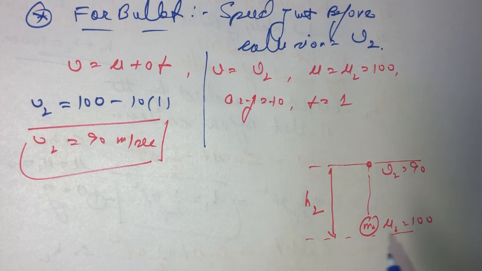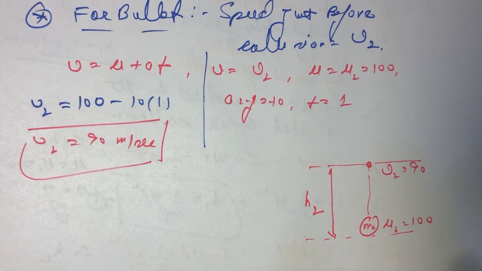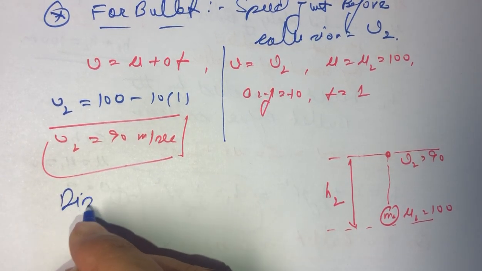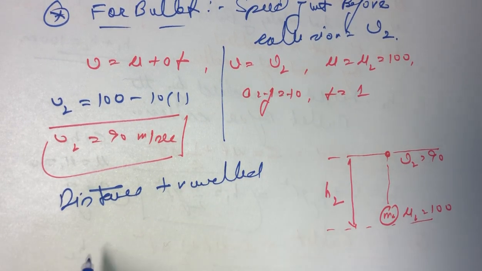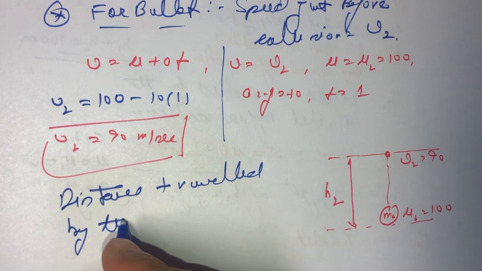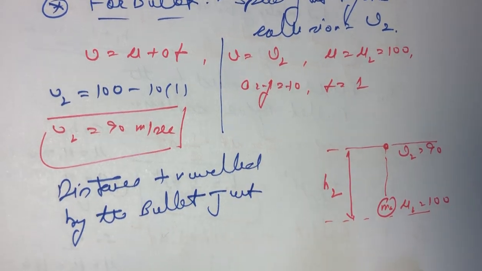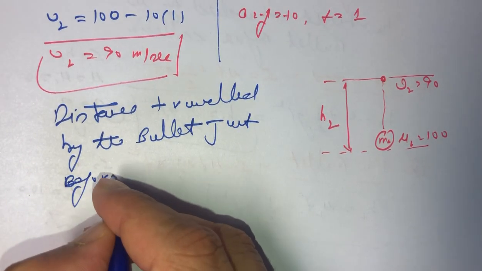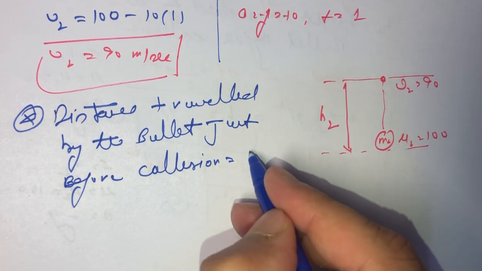So we can use the formula s is equal to ut plus half at square in order to find out the height h2 traveled by the bullet. Okay. We can say distance traveled by the bullet just before the collision, that is given as S2.